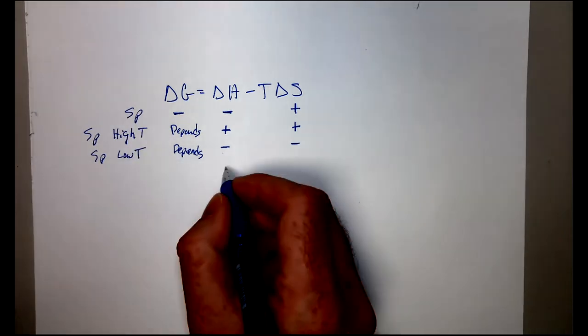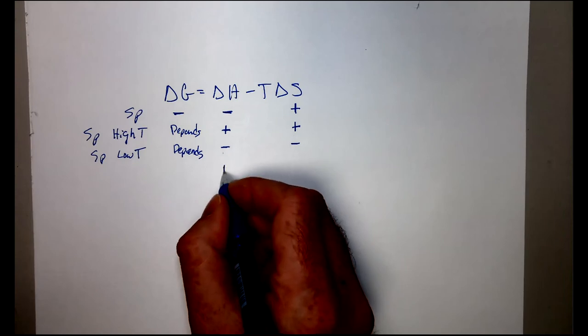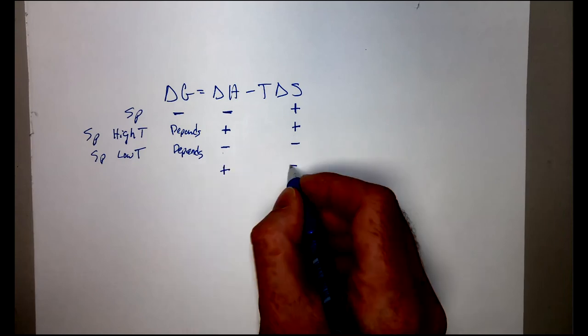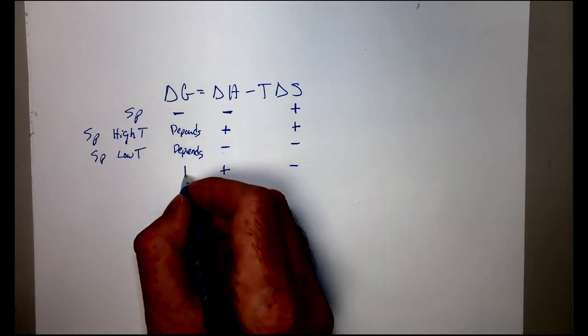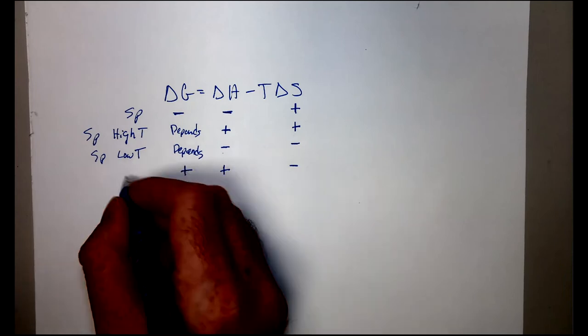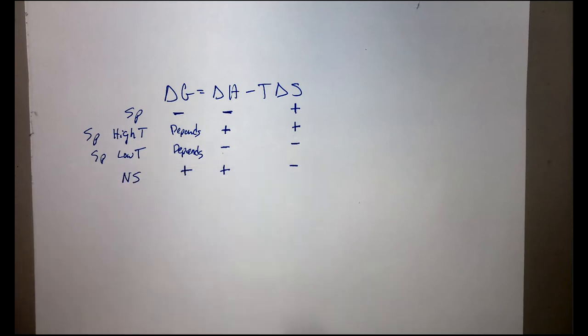Now, if the delta H is positive and the delta S is negative, neither of those conditions is favorable, and so that's going to be positive at room temperature, so it is non-spontaneous at all temperatures, and that's how that would work. And that works because the temperature's in Kelvin and therefore always positive.